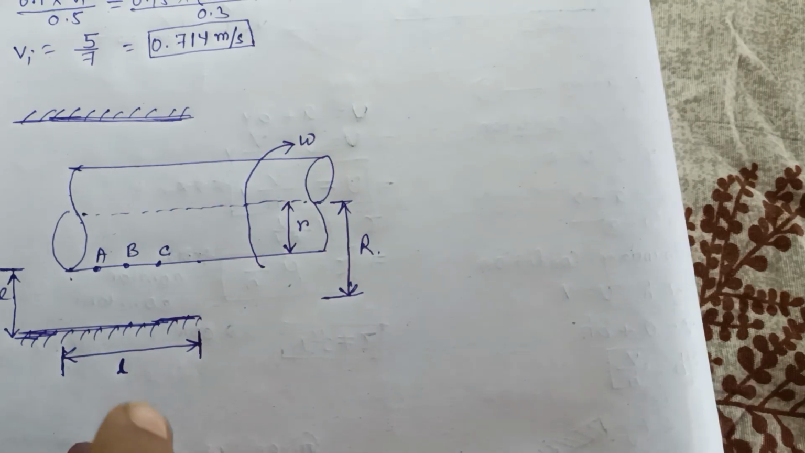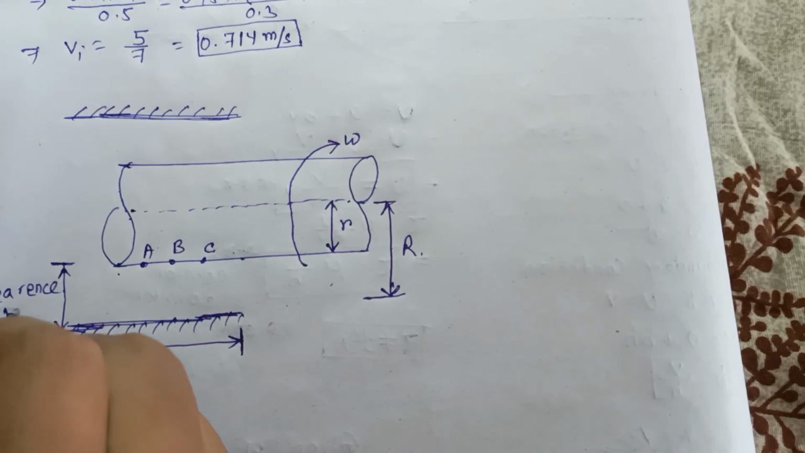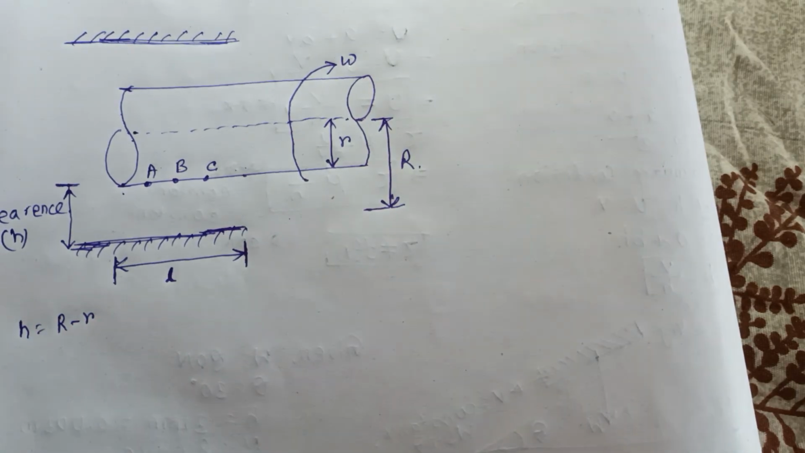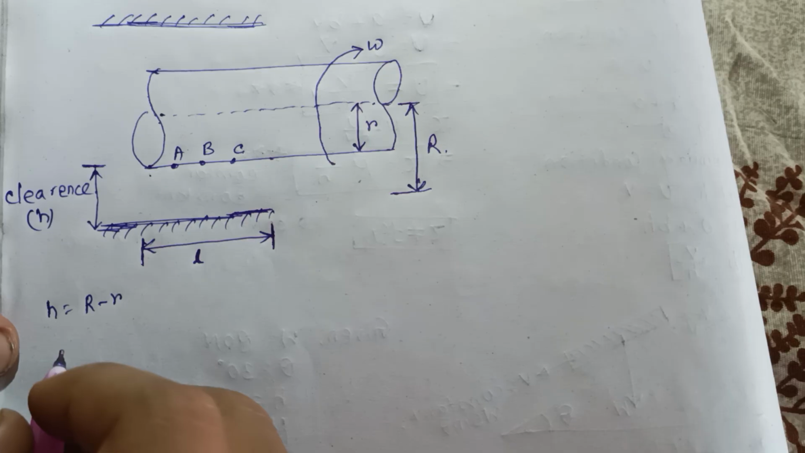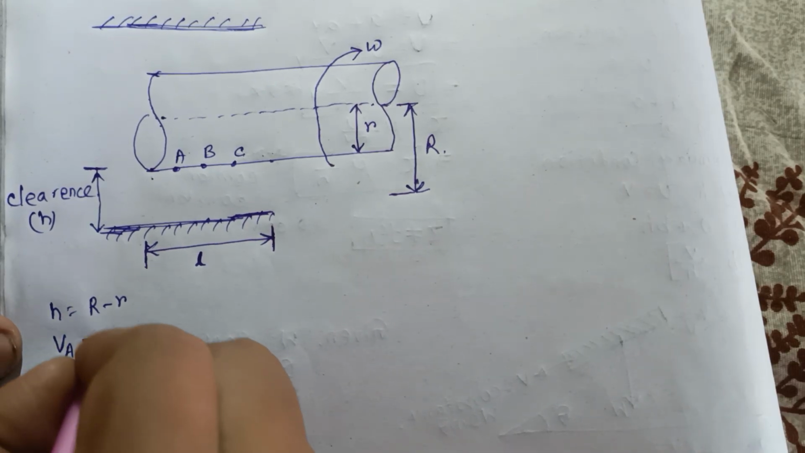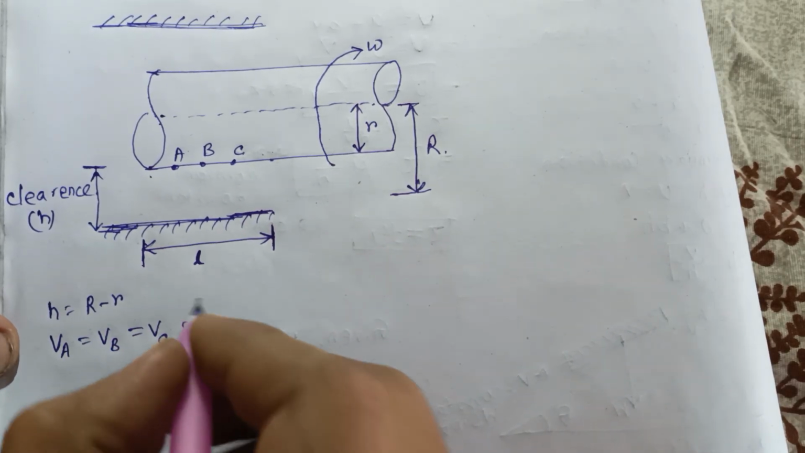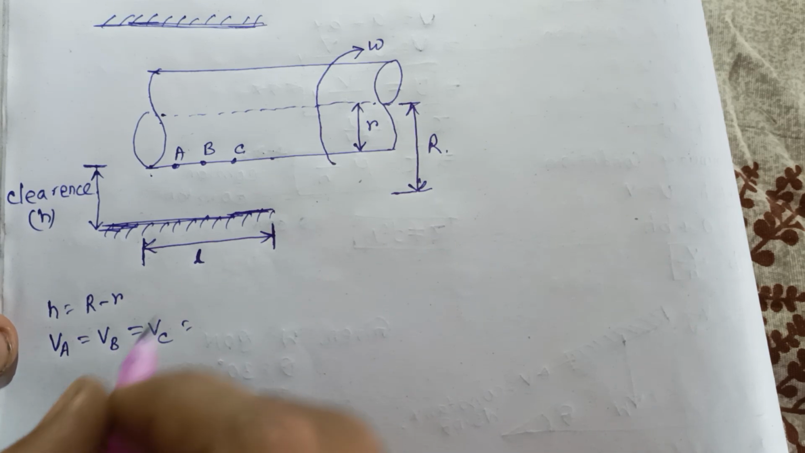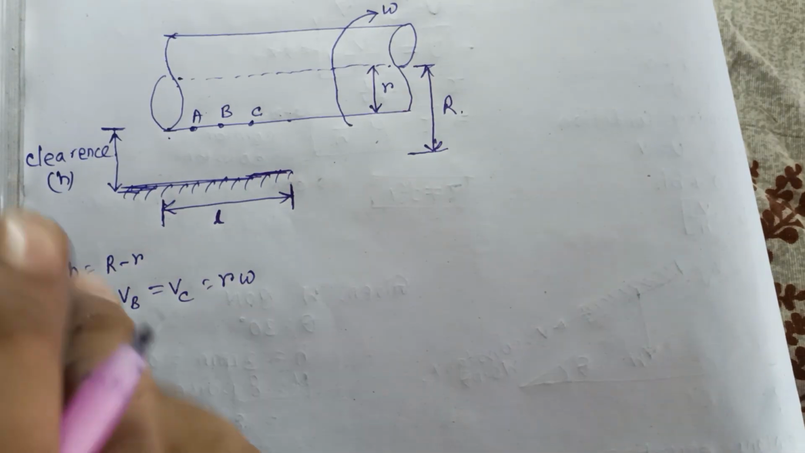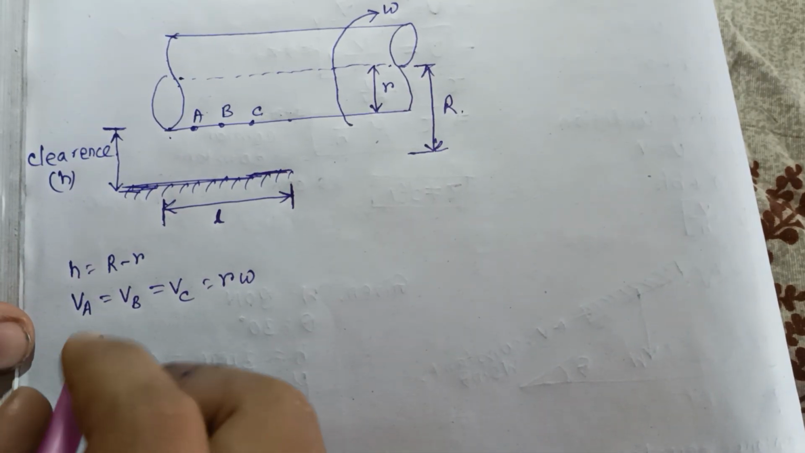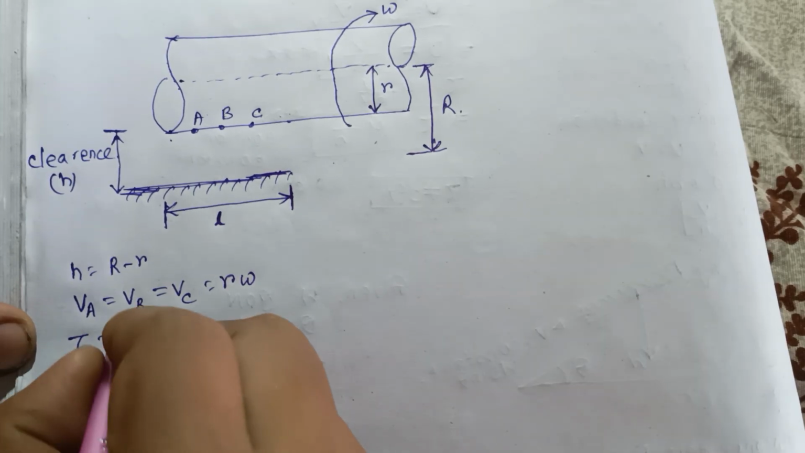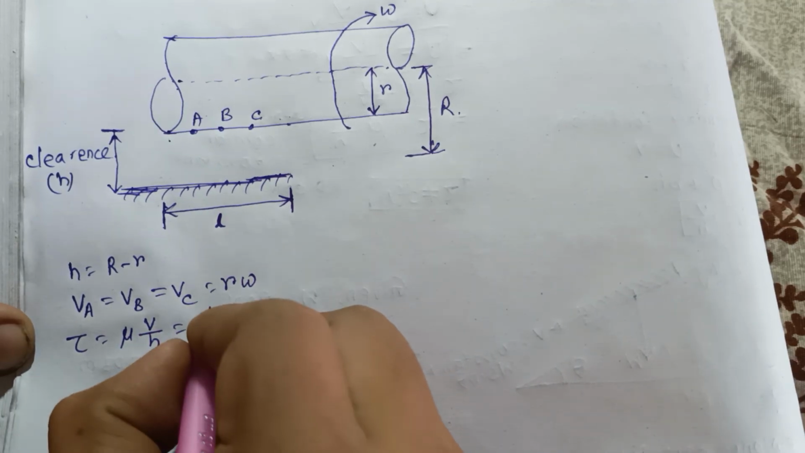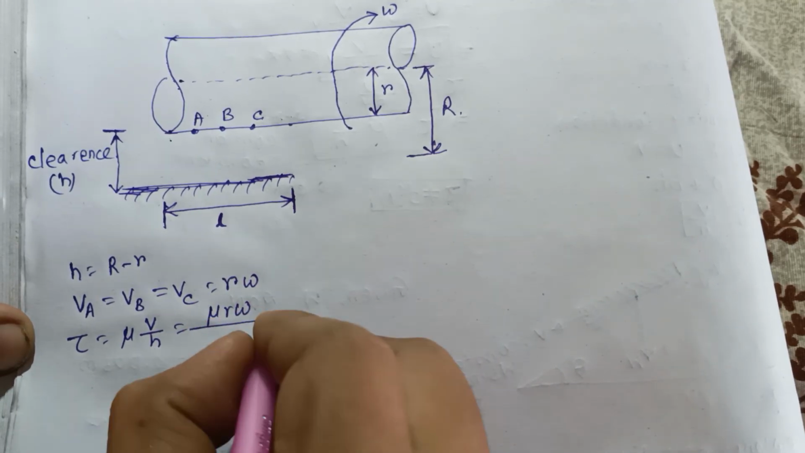So how to calculate the clearance? H is equal to R minus r. From here you can write VA equals VB equals VC. The velocity at point A is equal to the velocity at point B, equal to the velocity at point C, equal to r into omega. Now if you want to calculate the shear stress tau, that is mu into V by H, where V is equal to r into omega, so tau is mu r omega by H.